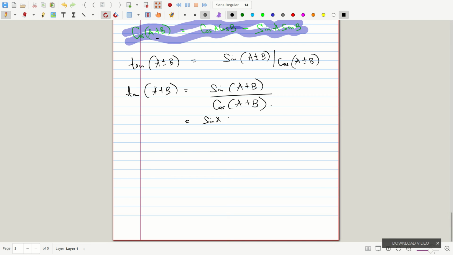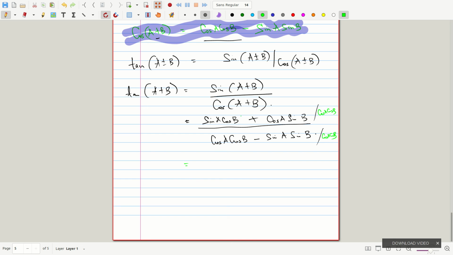So here we simply substitute the result which we got above, so this is cos A and this is sin B. Then we divide this by cos(A+B), which we got above as cos A cos B minus sin A sin B. Then you simply divide through everything, numerator and denominator, by cos A cos B. That is the trick.